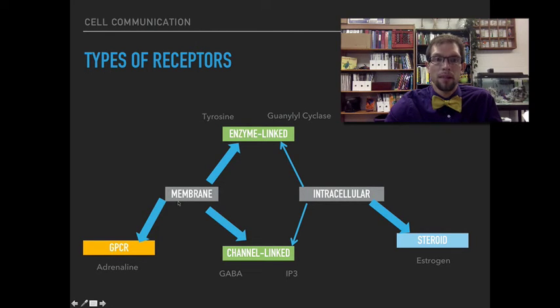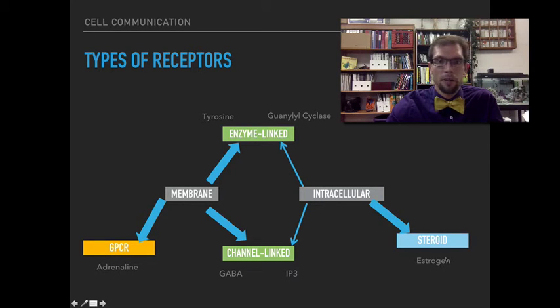The plasma membrane receptors can fall into one of these three categories: either enzyme linked, such as the tyrosine kinase receptors, channel linked, such as the GABA receptors, or the GPCR, which stands for G protein coupled receptors, such as adrenaline. Serotonin also falls into this category as well. The guanylyl cyclase is an example of an intracellular receptor that's enzyme linked, while the IP3 is an example of a channel linked receptor that's actually within the cell itself.